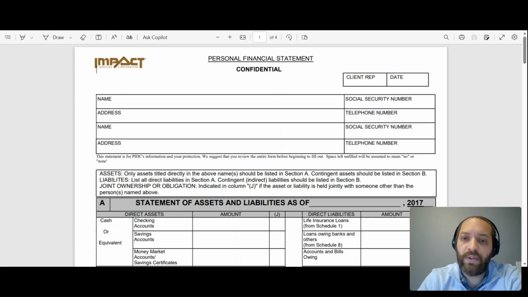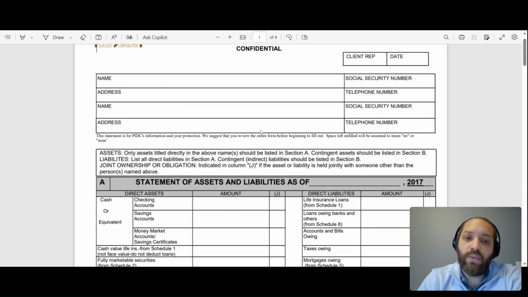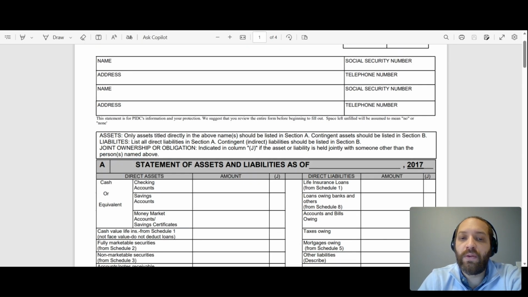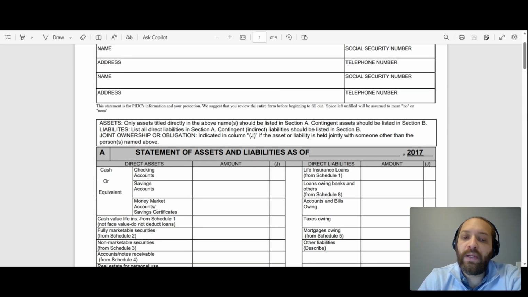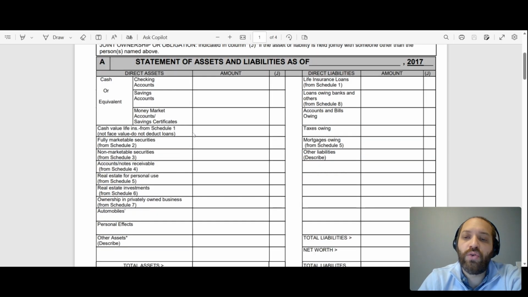So the most important information is starting out with your name, address, social security number, telephone number. If there is more than just one person involved in the deal, meaning you have a business partner, somebody else is going to be part of the loan with you, it is important that they also add their information as well. And then the next step here is looking at your financials.